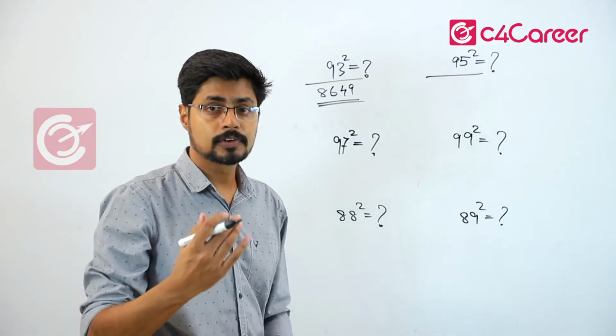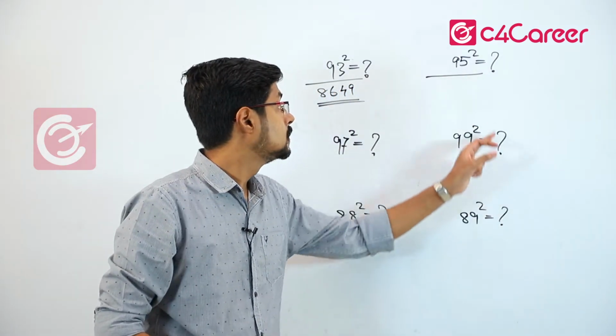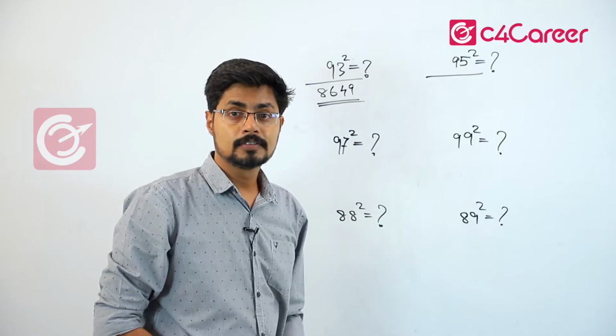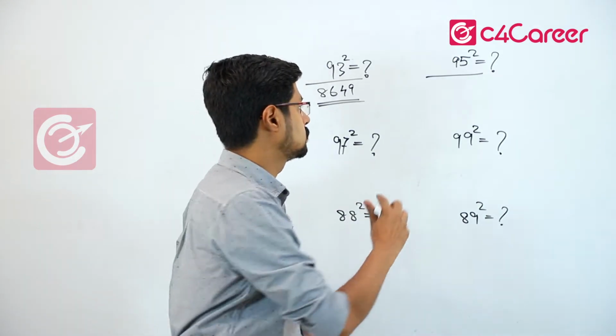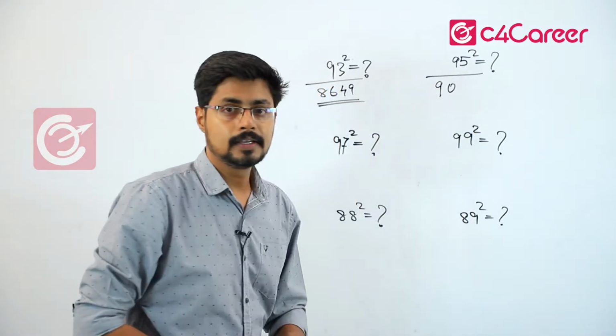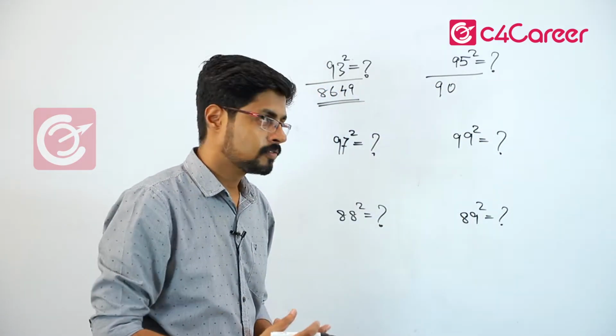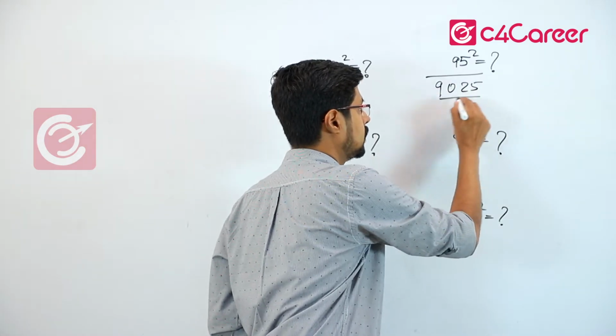Just imagine what is the difference from 100. What is going to be the difference from 100? 95. The difference is going to be 5. So the first part is 95 minus 5. So it is going to be 90. What is the second part? 5 square. That is going to be 25.